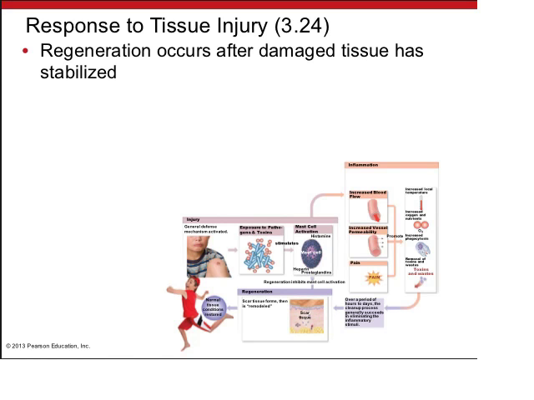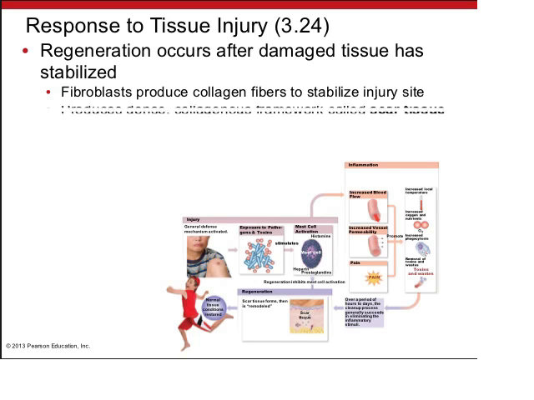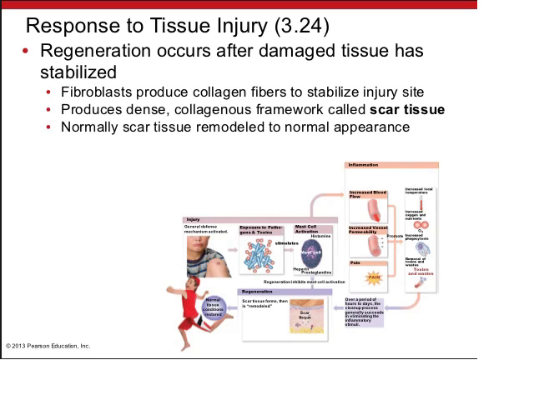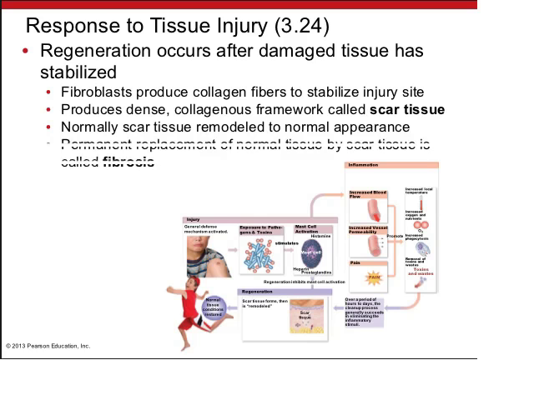Regeneration occurs after damaged tissue has been stabilized. Fibroblasts make collagen fibers to stabilize the injury site, and this produces a dense collagenous framework called scar tissue in many tissue types. Normally, scar tissue is remodeled to look somewhat normal in appearance. Permanent replacement of normal tissue by scar tissue is called fibrosis.